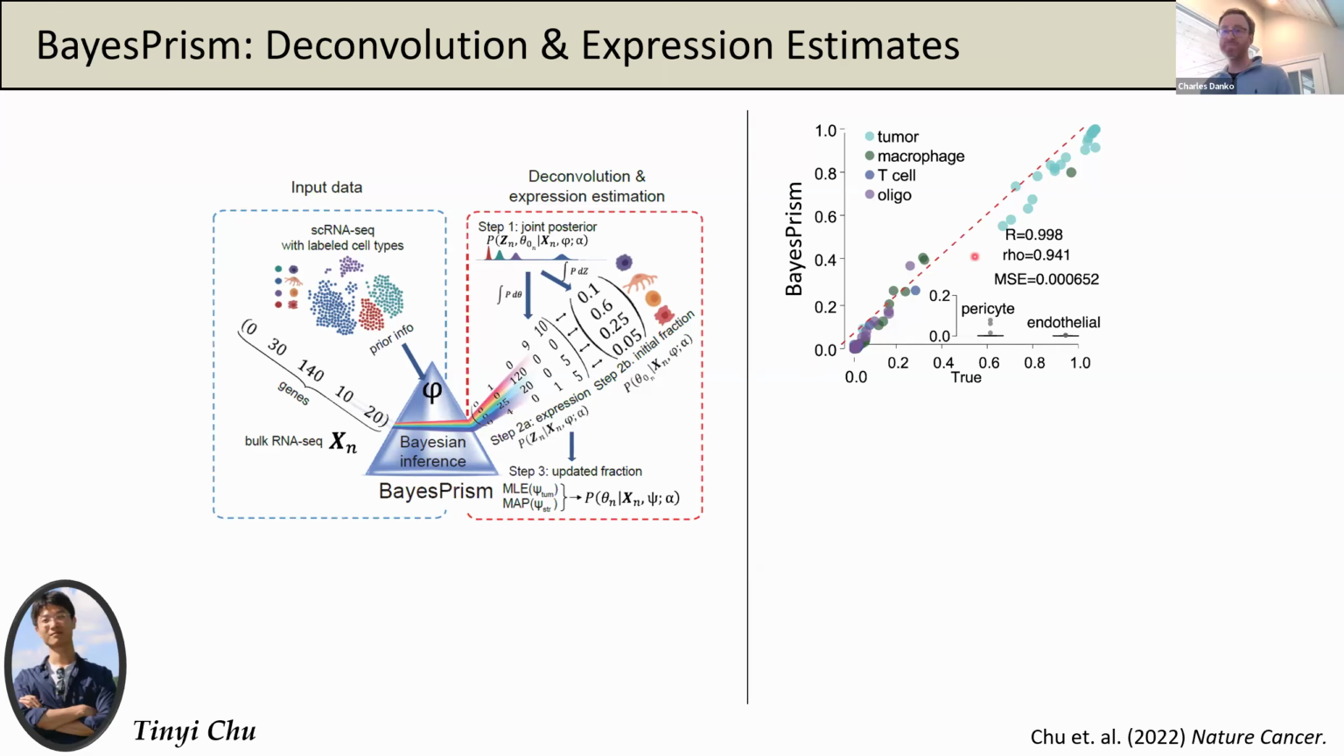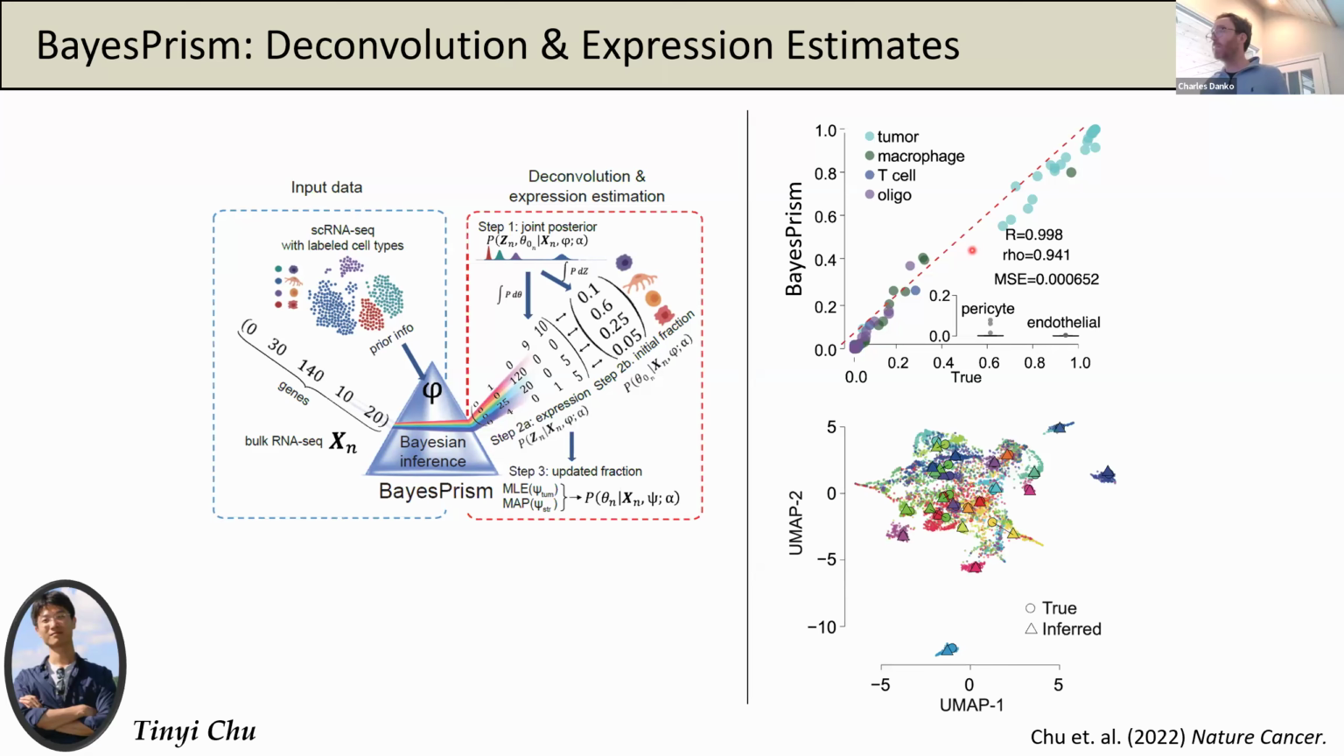pseudo-bulked data set. In addition to that, glioblastoma is a really interesting tumor because the malignant cells from each patient have a very distinct gene expression profile compared to any other patient. So the information that he gets from the single cell data that he uses as a prior is not directly informative about the single cell data that he applies this to.